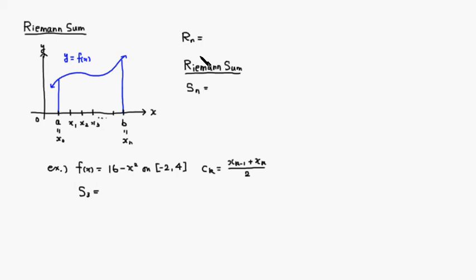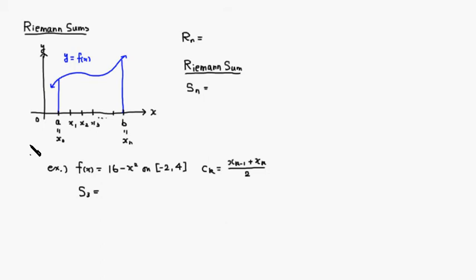Okay, let's look at the Riemann sums. It's very similar to the left sum and the right sum. It's just that instead of using the left endpoint or right endpoint, you're going to use any point on that interval.